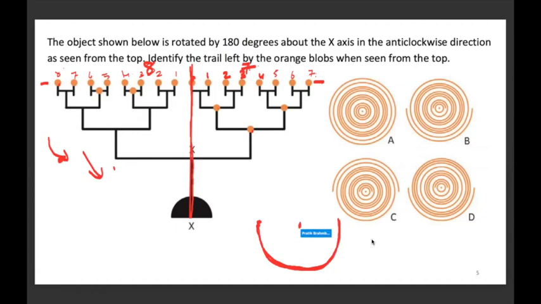So where is the half circle getting formed at the bottom? A is wrong because it's a complete circle. C में ऊपर हो रहा है तो C भी गलत है. B and D are fine, not a problem.